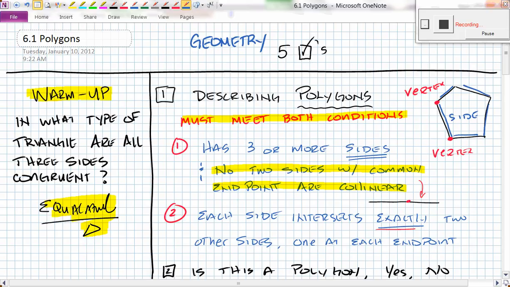The second thing says each side has to intersect exactly 2 other sides, 1 at each endpoint. Here's what they mean by that. If I make little red dots at my vertex and circle them, how many times does that intersect? It intersects twice, 1 side there and 1 side there. And if I do that all the way around, it only happens for 2 of them.